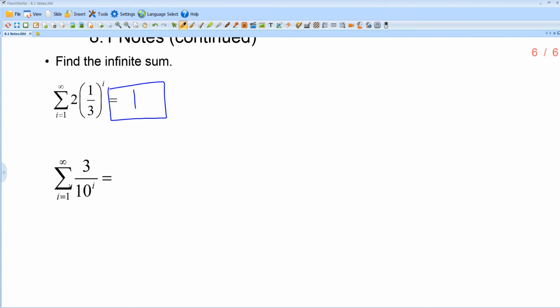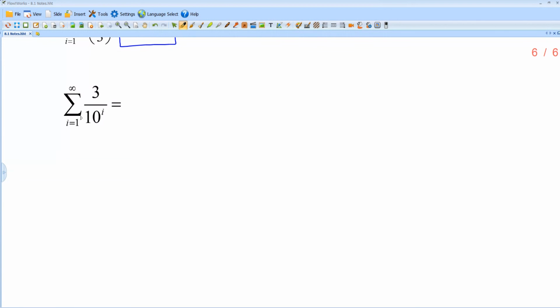All right, this case is a little bit different, but I'm going to show you how to use a couple terms to come up with an answer. So for an infinite sum of this, I'm going to substitute in 1. I get 3/10. If I substitute in 2, I get 3/100. If I substitute in 3, I get 3/1000. And this goes on, so on and so forth.